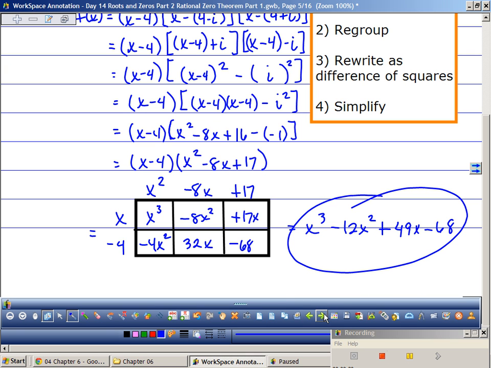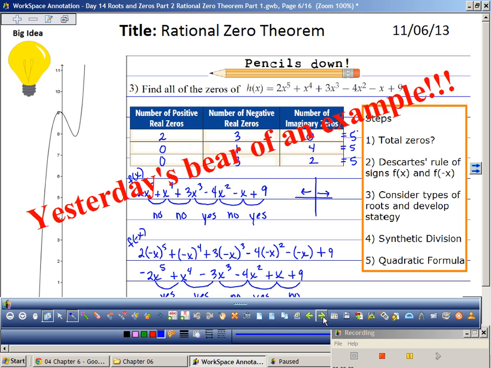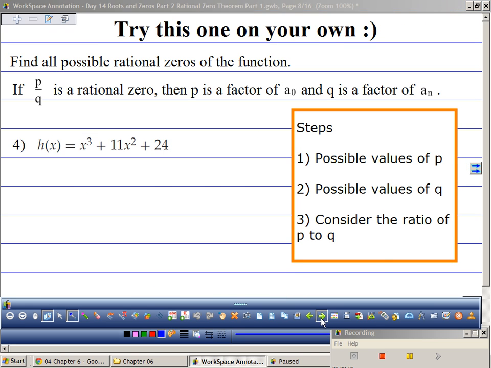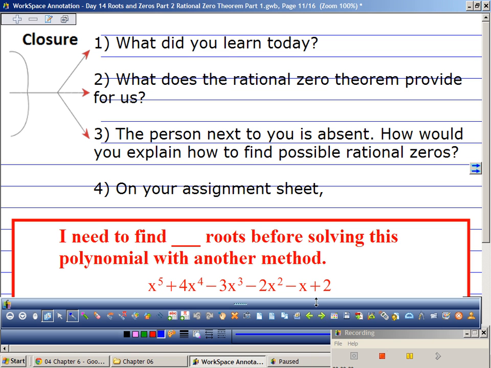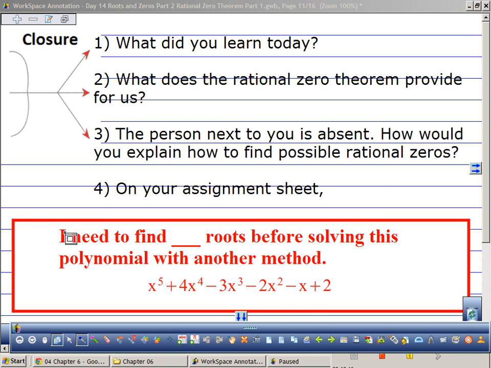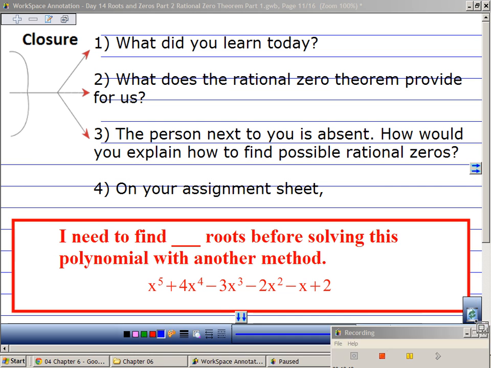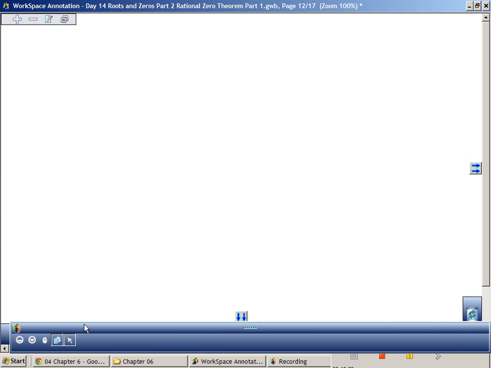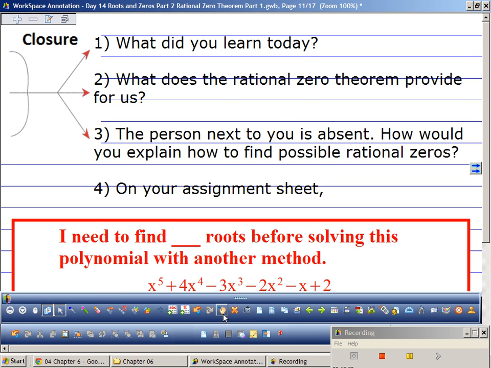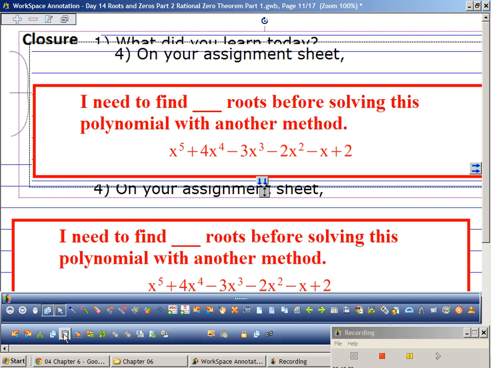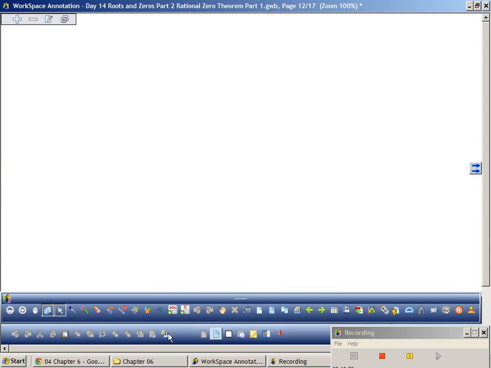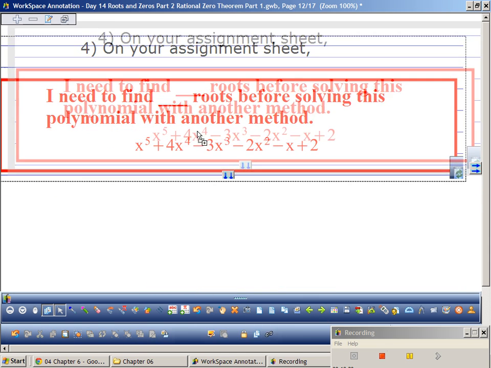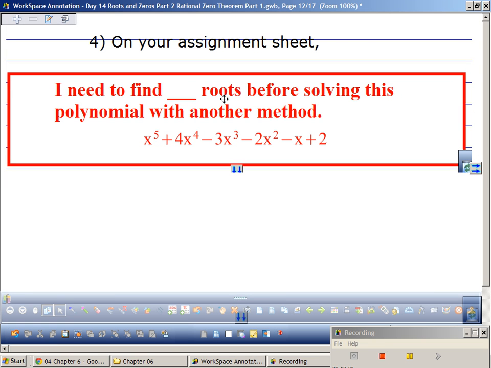All right. So I'm not going to go over what we learned today, but I am going to go over your closing thought with you. We're going to do all this tomorrow. Okay, guys, let's just focus on this. I meant to open that in another window. I like to tell myself all this stuff. Okay, on your assignment sheet, I need to find blank roots before solving this polynomial with another method.